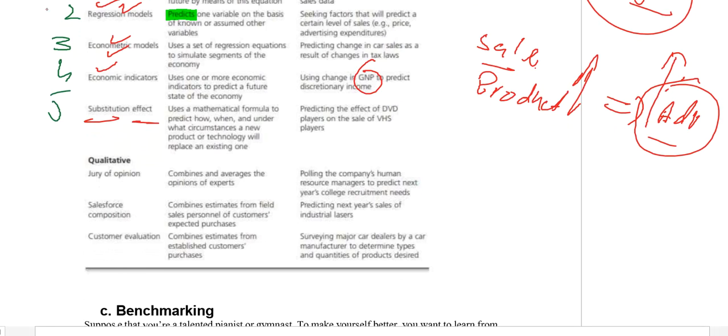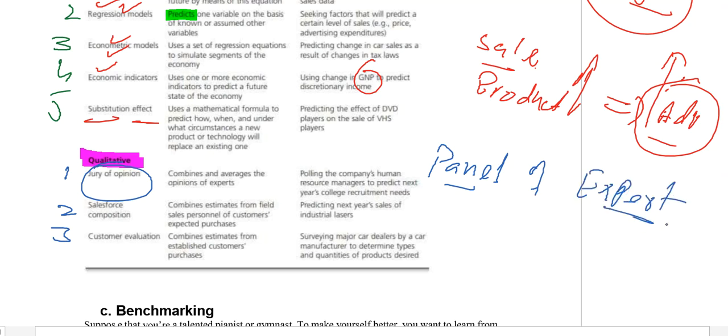Students, the next category is the qualitative category, or qualitative forecasting. In qualitative forecasting, we have 3 different criteria: number 1, number 2, and number 3. First of all, jury of opinion. Jury of opinion means a panel of experts.